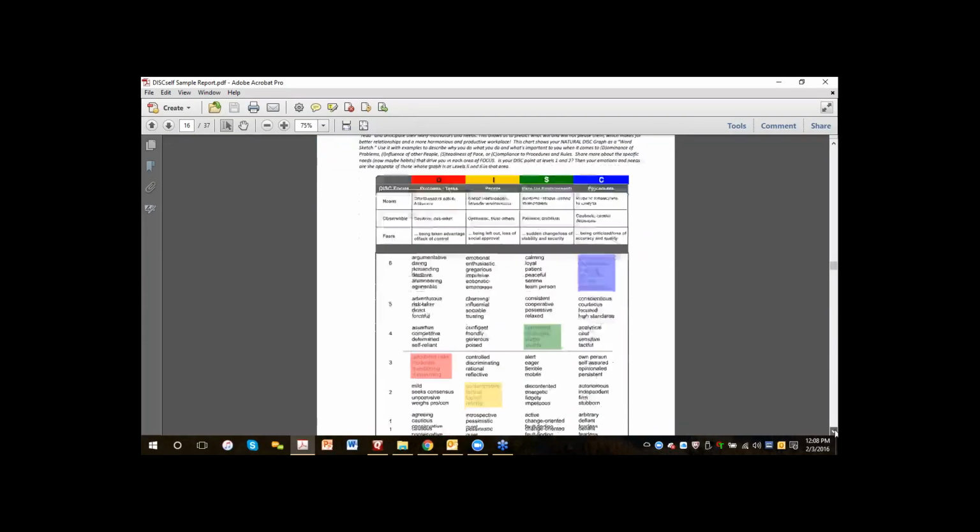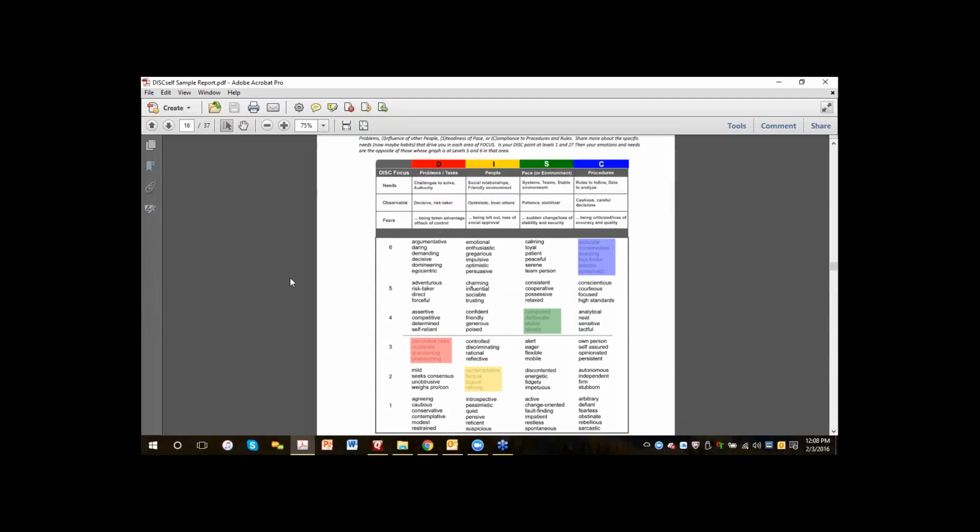Now, it's interesting, if you look at the adjectives up here for the C, so the C is a 6, the adjectives are to the extreme of what a C might be. So it would be accurate, conservative, exacting, fact finder, precise, systematic. Those are what those say if you can't read them. But notice if it is the lowest, it's arbitrary, defiant, fearless, obstinate, actually could almost be the opposite of a C, which would be an I. So a C all the way down at the 1 level would almost have I tendencies.